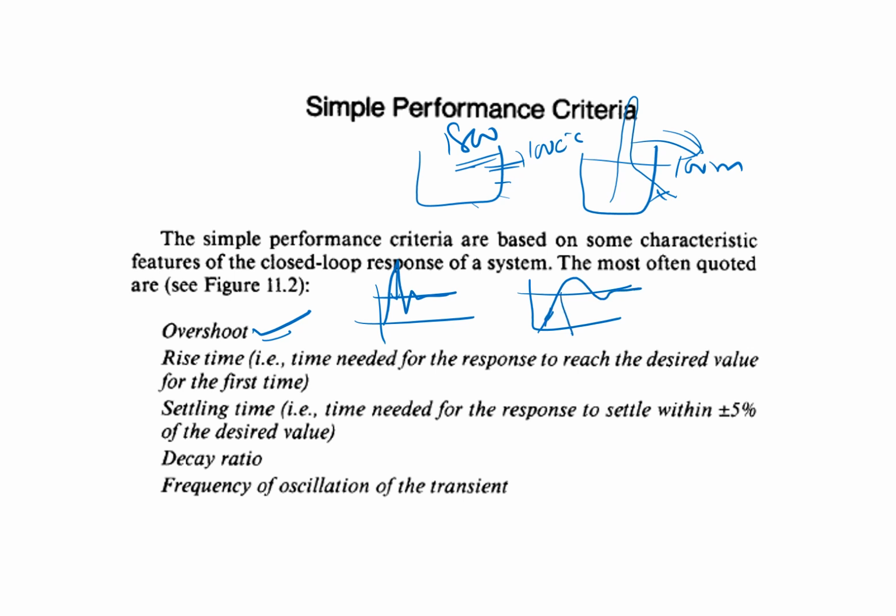Then rise time is, suppose this is the input, then this is the output, the time taken by the process variable to reach the set point for the first time. So here it is reaching the set point, here also reaching, but for the first time, how much time is taken? That is rise time. So try to minimize this also. Settling time, you know.